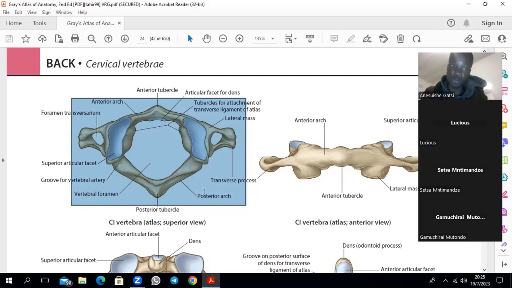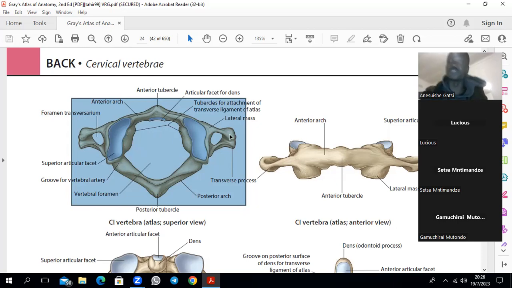So I've shown you the shape. It's ring shaped. There's no body. It has no spinous process. Instead, it has what we call lateral masses, these ones. There's a right lateral mass and a left lateral mass, but it retains the transverse process at the end there. So it does have a transverse process, meaning there is still the foramen transversarium, that one.